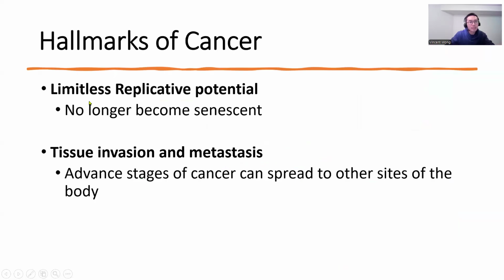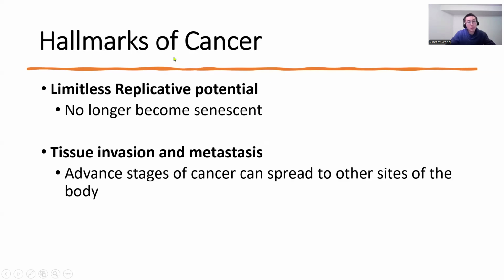Next one, limitless replicative potential. Remember, the telomeres, once they get really, really short, they are supposed to stop the cell from dividing, right? They might trigger senescence, right? They will cause the cell to become old, but not for cancer. Cancer, they found a way to turn on telomerase. So it gives them really, really long telomeres. And then they could divide and divide without having to worry about becoming senescent.